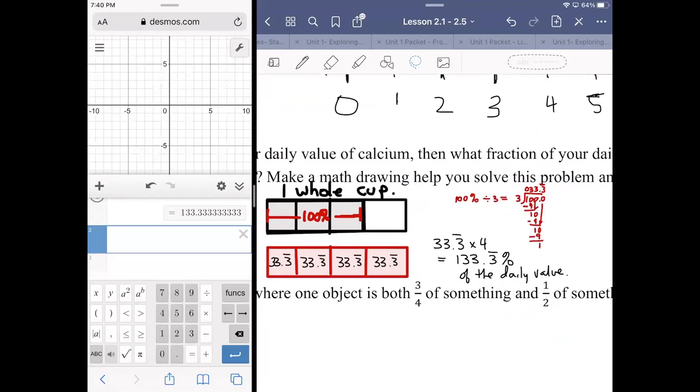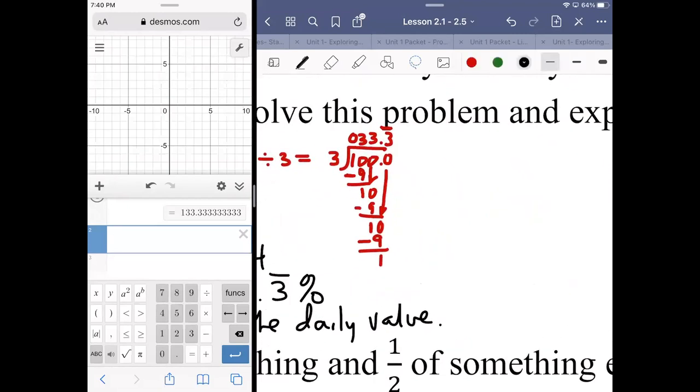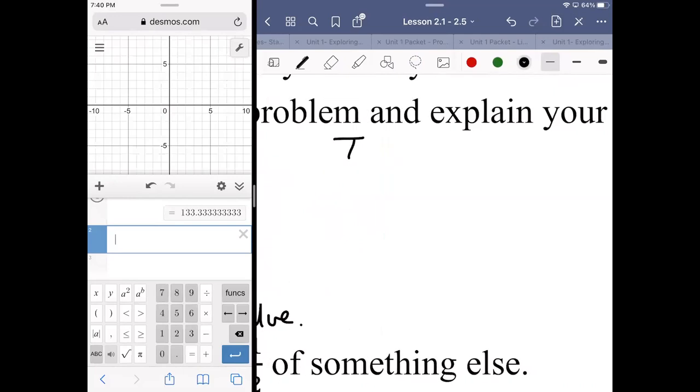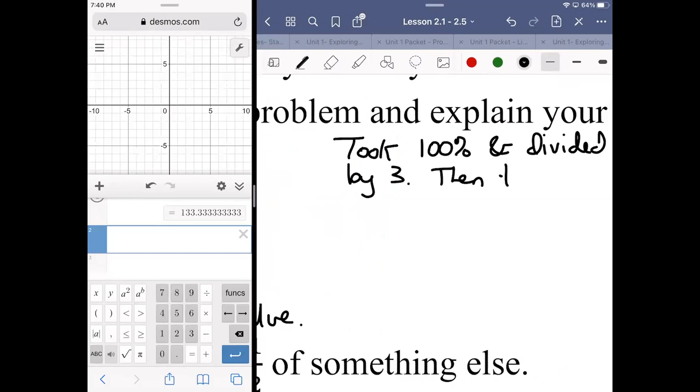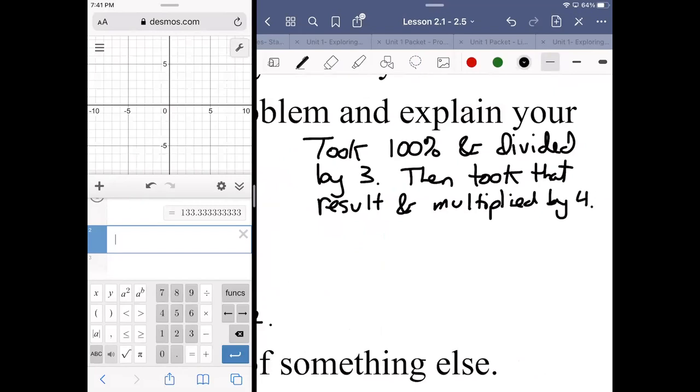Instead of doing that, start thinking about what you should be doing in terms of the multiplication, right? So I'm going to detail all the steps that we followed. We took the 100, took 100%, and divided by 3. Then took that result and multiplied by 4. All right. So we took the 100, divided it by 3, and then got that result multiplied by 4.